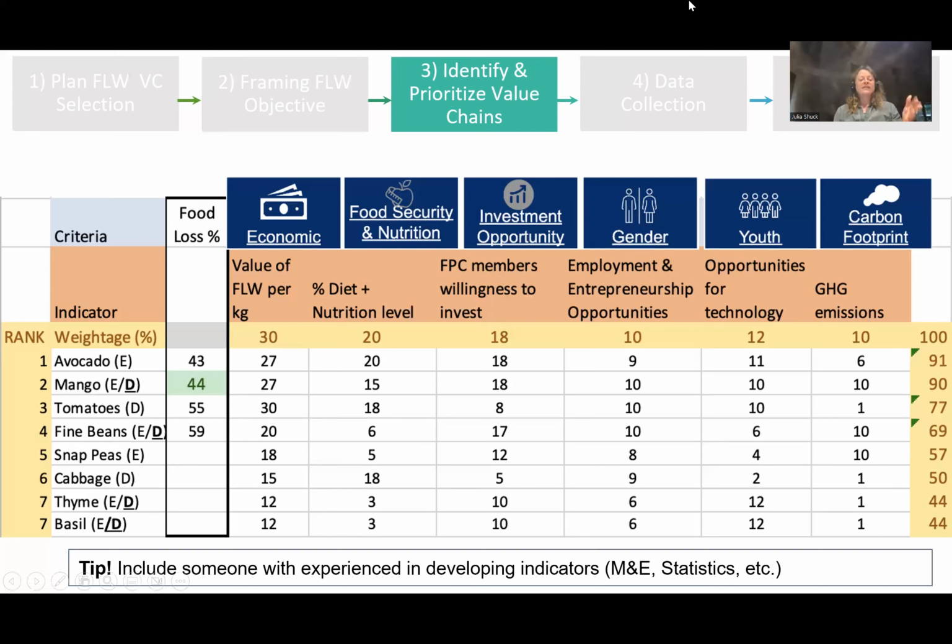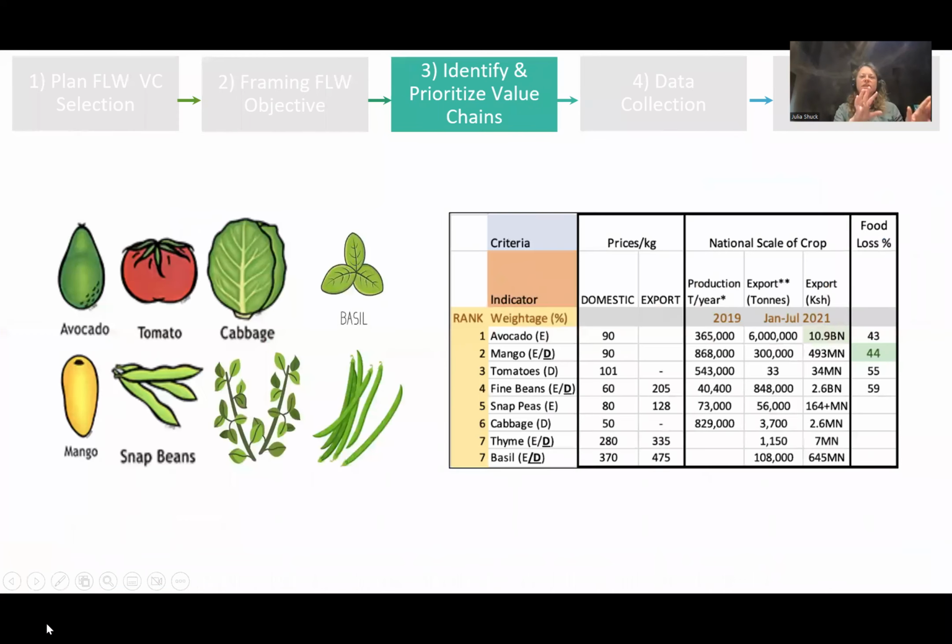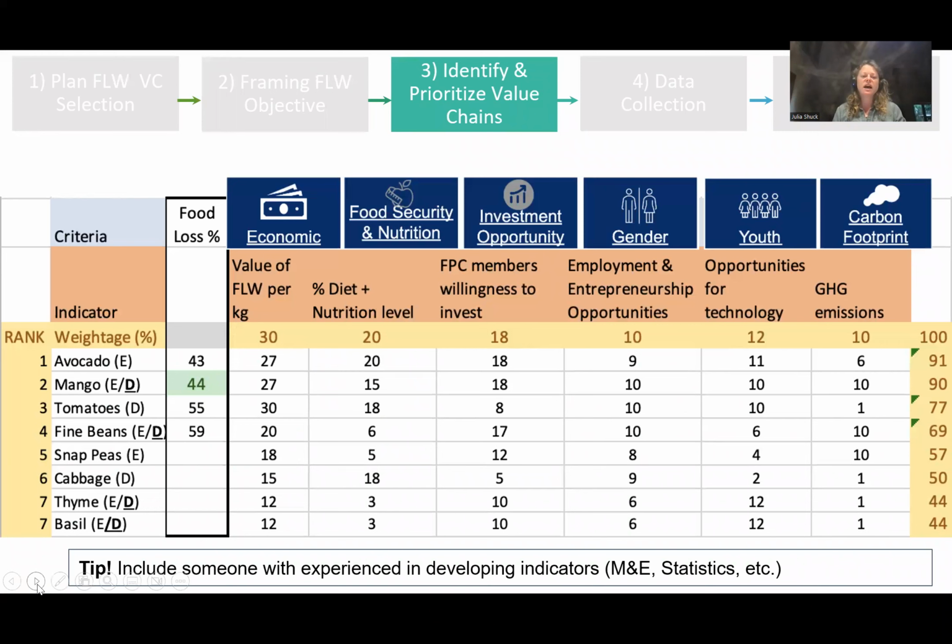I think the tip at the bottom talks about including somebody in the process, ideally the facilitator, but somebody on the team would be great as well. If you're an NGO, having your monitoring and evaluation specialist or a statistician, somebody who has some experience with taking criteria and developing indicators. And we've outlined those in the guiding questions, but again, you can make your own and decide how to track those for yourself.